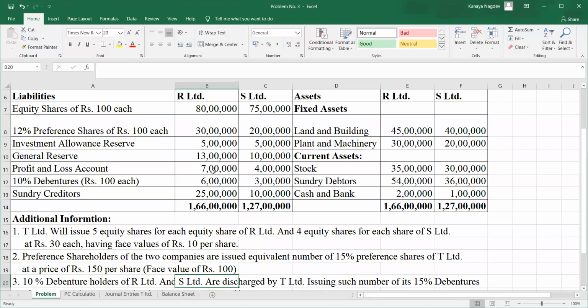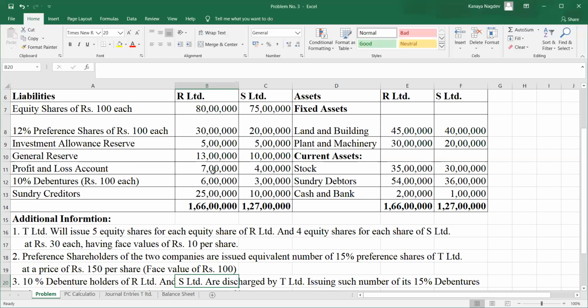Adjustment number 2 says preference shareholders of the two companies are issued an equivalent number of 15% preference shares of T Limited at a price of rupees 150 per share, face value of rupees 100. So from this, we can easily calculate the number of preference shares being given by T Limited to both the companies, R Limited and S Limited. That is, if you now refer to adjustment numbers 1 and 2, we can calculate our purchase consideration by the net payment method. So both the payments are clearly given: how much is given in the form of equity shares and how many preference shares are given to the preference shareholders of R Limited and S Limited.